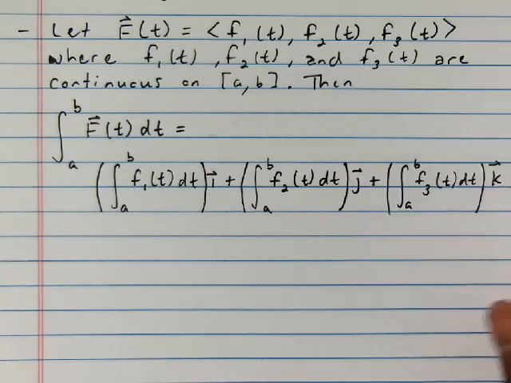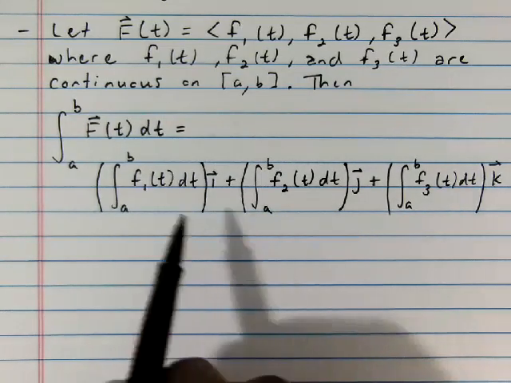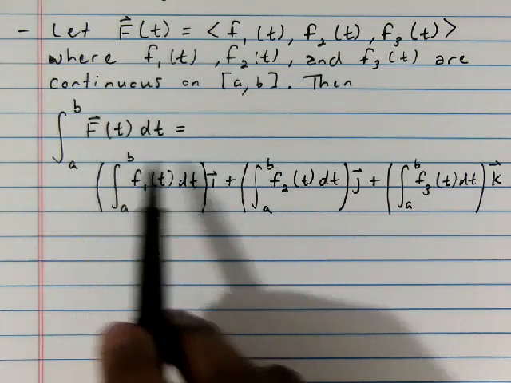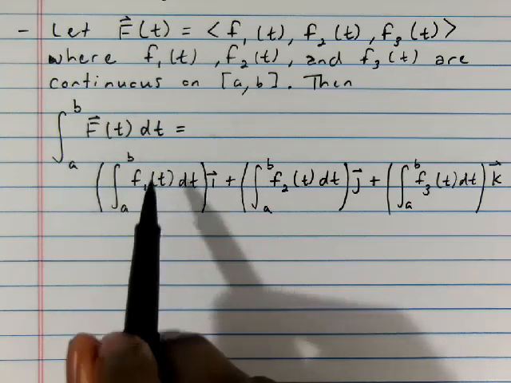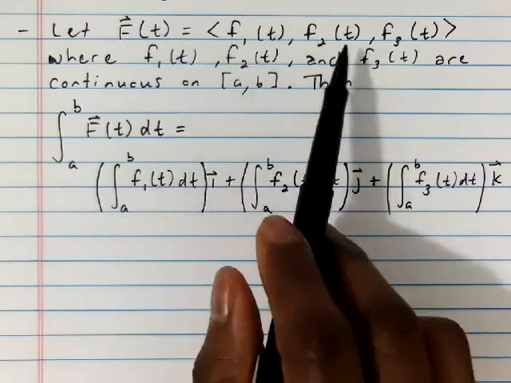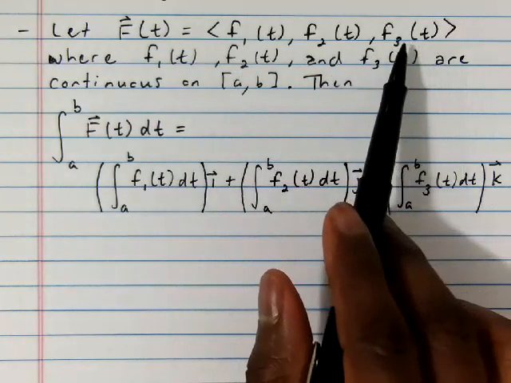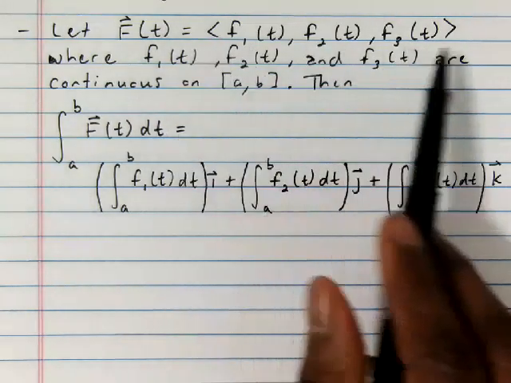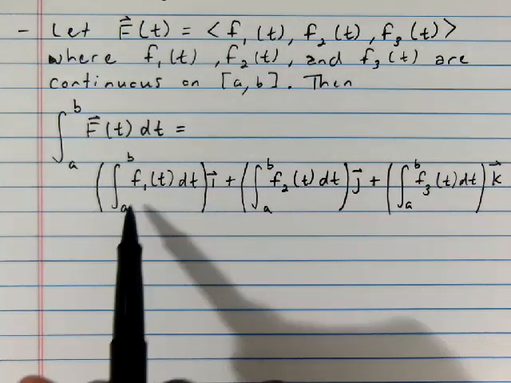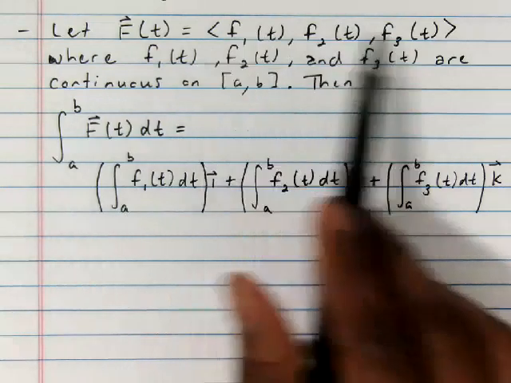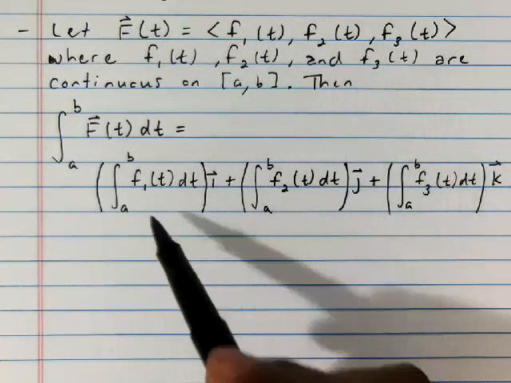Okay. So if you know how to do an integral, then you know how to do an integral of a vector function. It's just that you're going to take the integral of each one of the component functions, and your answer is still going to be a vector with those same things in the same place, but now you evaluate the integrals of them.